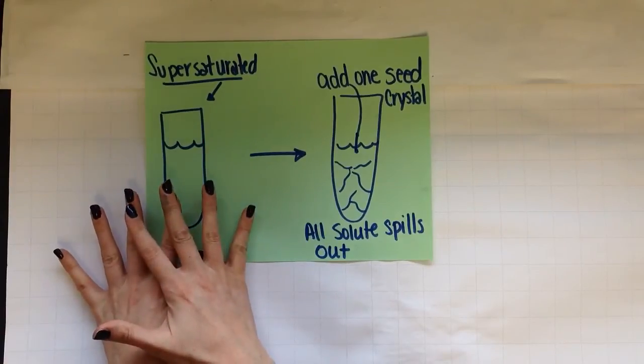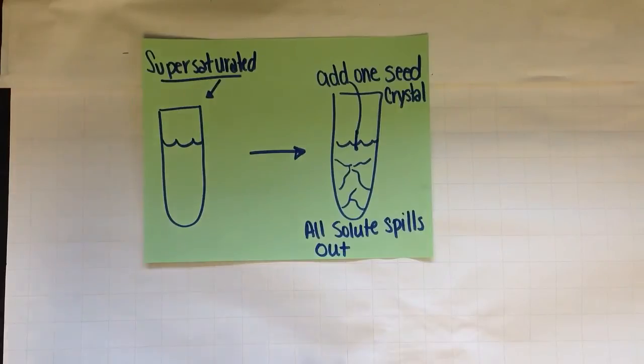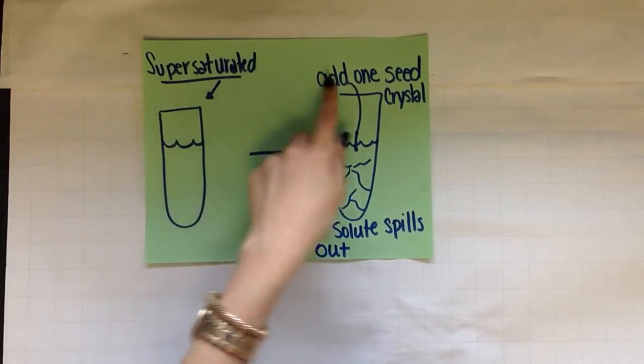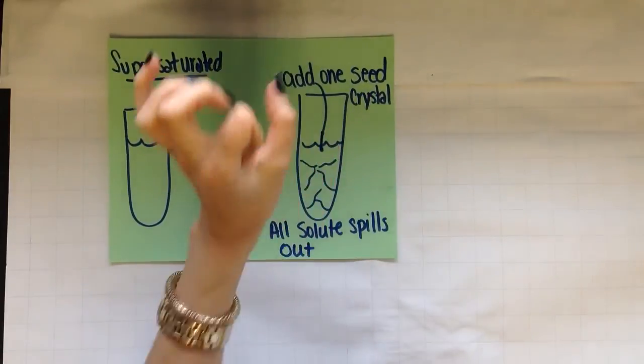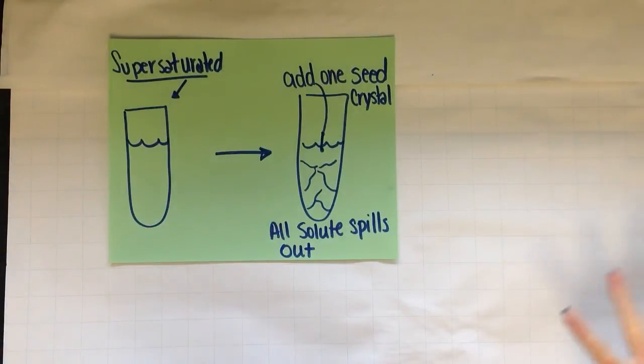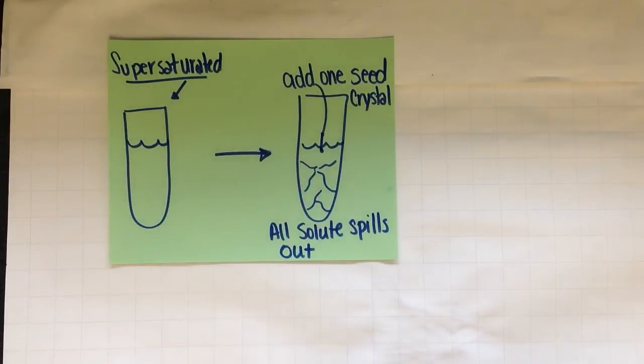It's still holding on to it, right? But it's kind of nervous, saying at any moment, all that extra solute can fall out. And literally, if a little piece of dust falls on this, or in this instance, we say if one seed crystal, one little crystal, you just add it, the whole thing, all the solute spills out of the solvent, and it all crystallizes out. We're going to see this in class. That's a supersaturated solution.